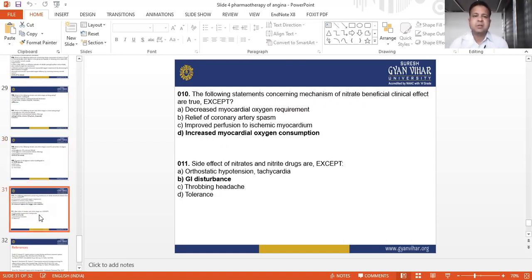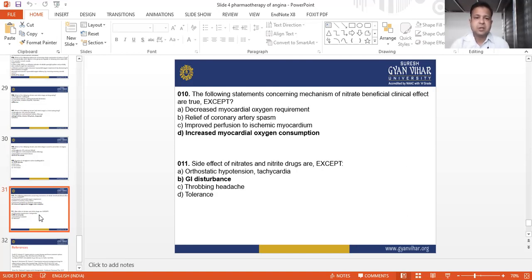Question 10. The following statements concerning the mechanism of nitrate beneficial clinical effects are true except, option A, decreased myocardial oxygen requirement. B, relief of coronary artery spasm. C, improved perfusion to ischemic myocardium. D, increased myocardial oxygen consumption. So the correct answer is increased myocardial oxygen consumption.